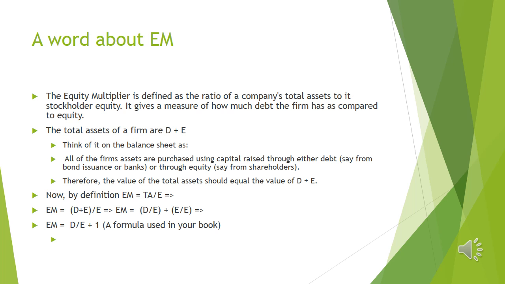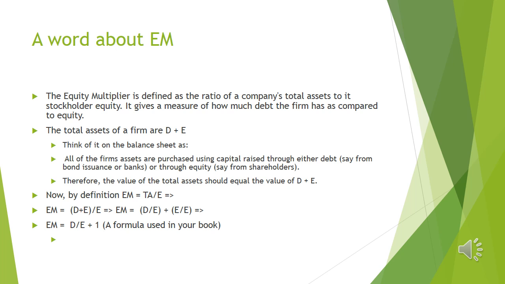Before I discuss the DuPont equation, I wanted to say a few words about the equity multiplier, because there seem to be a few questions about what exactly it is, and why the equity multiplier is equal to the debt to equity ratio plus 1, which is a formula used in your book.